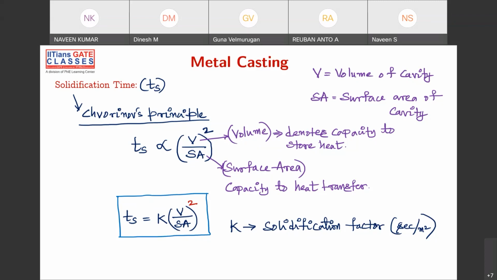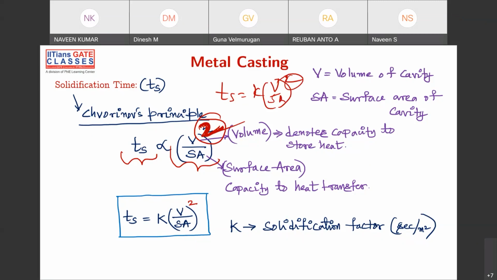So that goes by this principle called Chvorinov's principle. Chvorinov's principle says that your time of solidification is directly proportional to volume by surface area whole square. And please, I am telling you, this is square, this is square, this is square. People will forget this factor in examination in a hurry. They'll just simply write that Ts is equal to K into V by SA. Or they'll write the formula with the square, but while calculating, they'll forget to square it. Then they'll end up with a wrong answer.